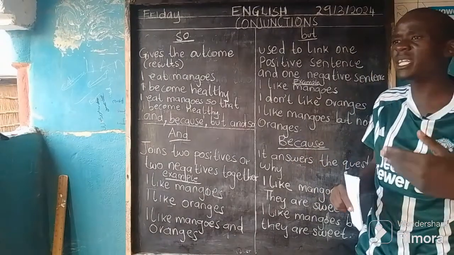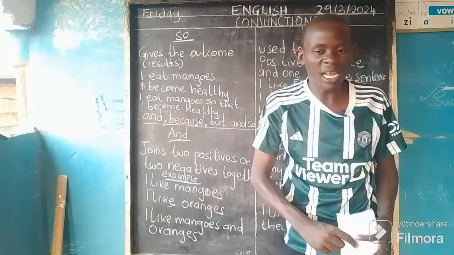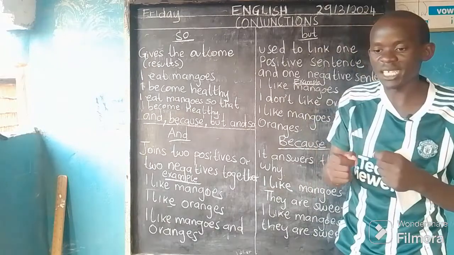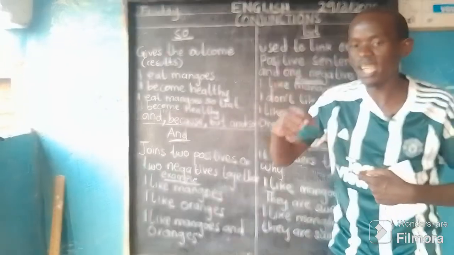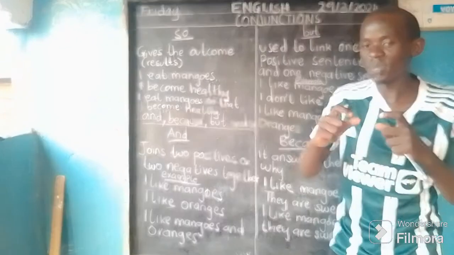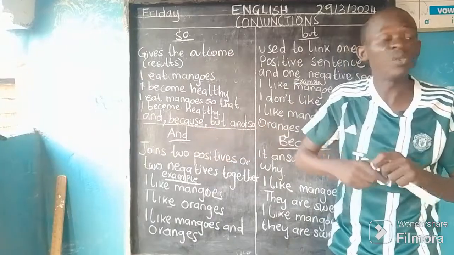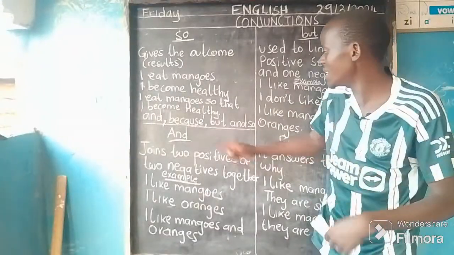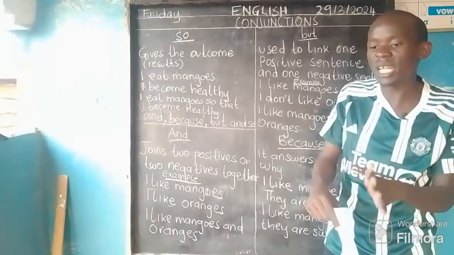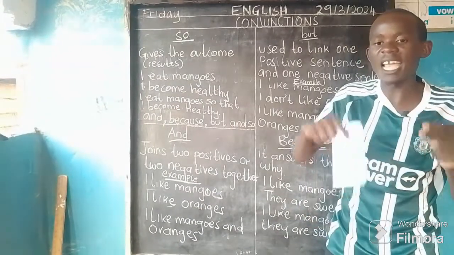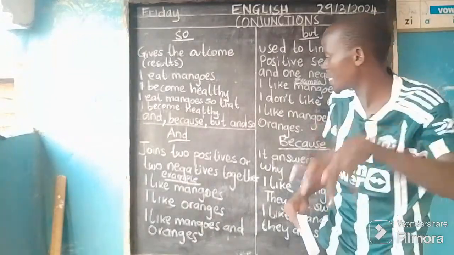Somebody can ask you, what is a positive sentence and what is a negative sentence? A positive sentence is something good, for example, I like. But something negative is I don't want. So when you see I don't and I don't in the same sentence, those are two negatives. I like and I like in the same context is a positive sentence.